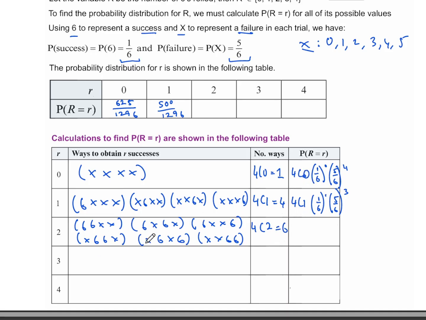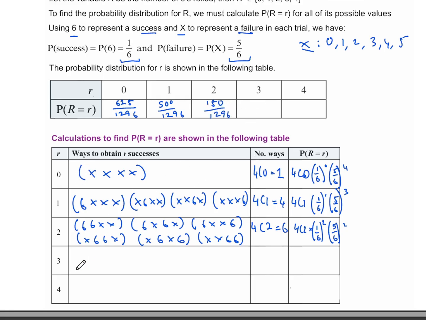Then the probability of getting this is just the probability of one of those options, which is 2 successes, so 1 over 6 power 2, and 2 failures, so 5 over 6 power 2 as well. Then you multiply by 4 combination 2, because there are 6 ways of doing it. This will give you the total probability. This will give us 150 over 1296.